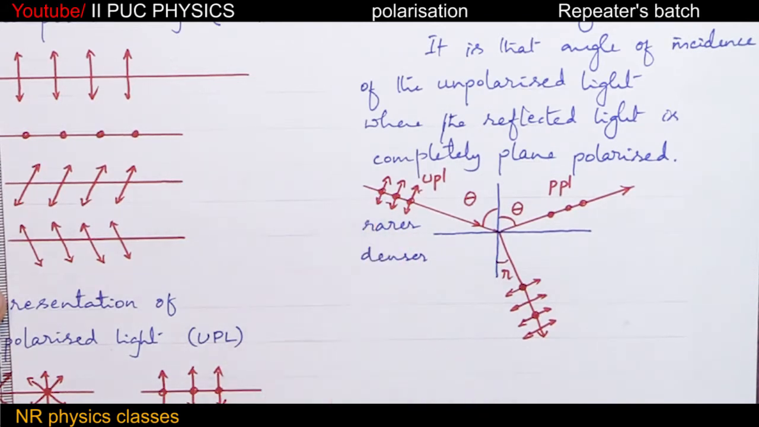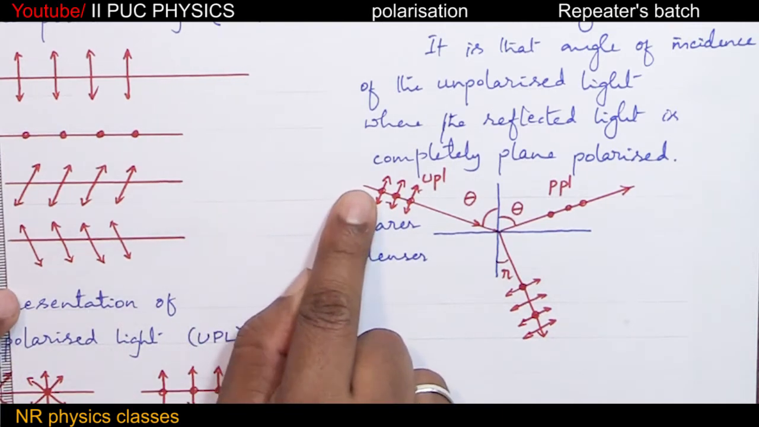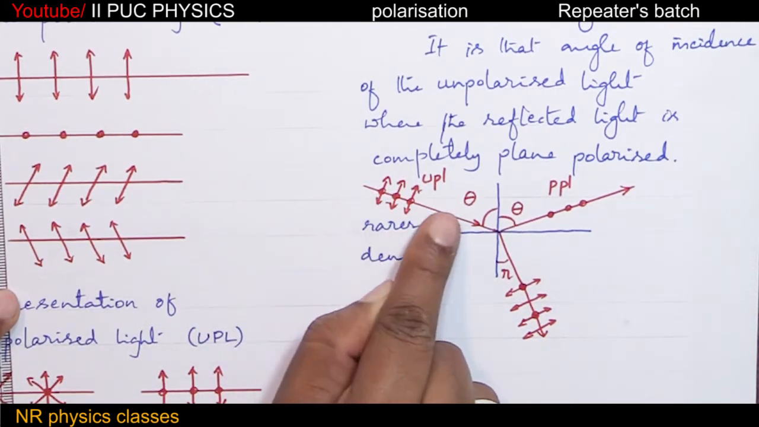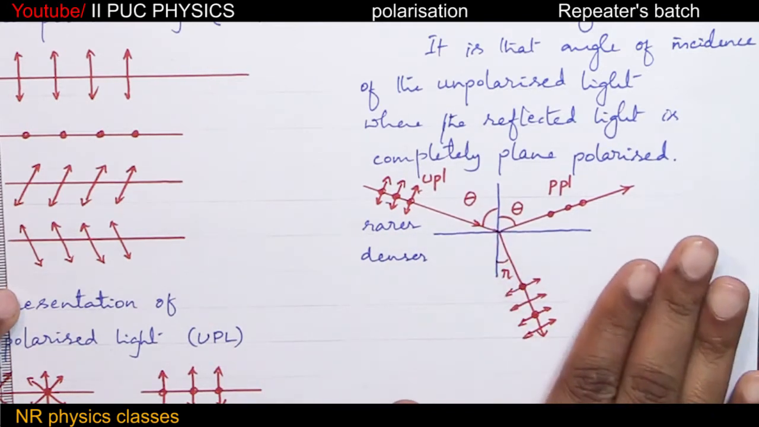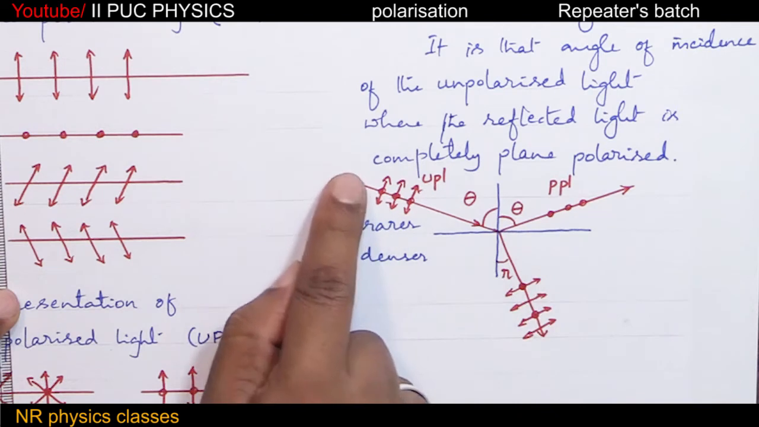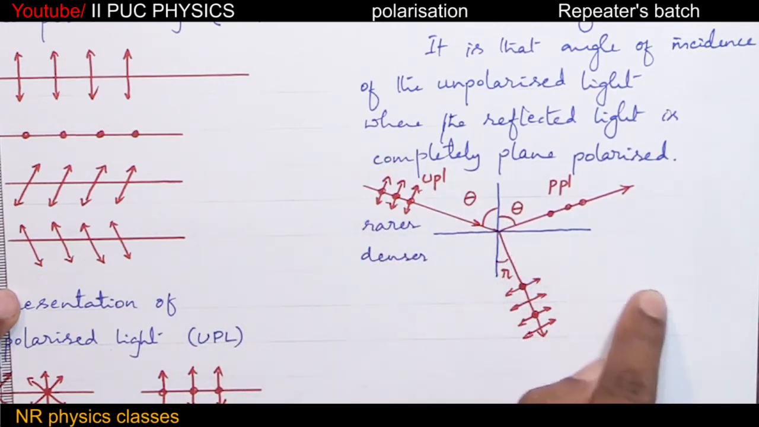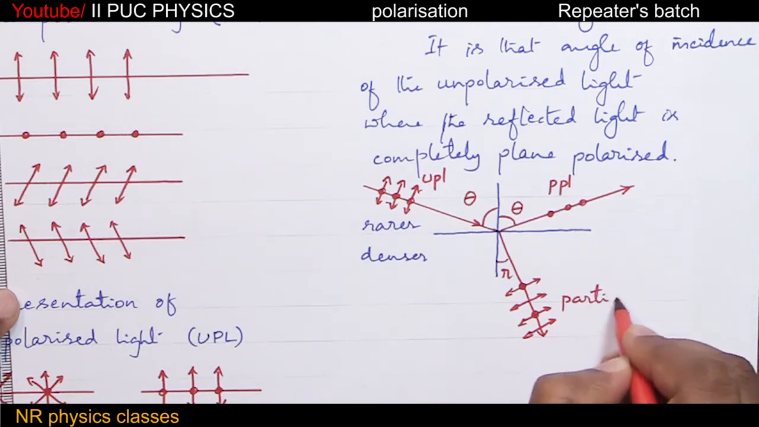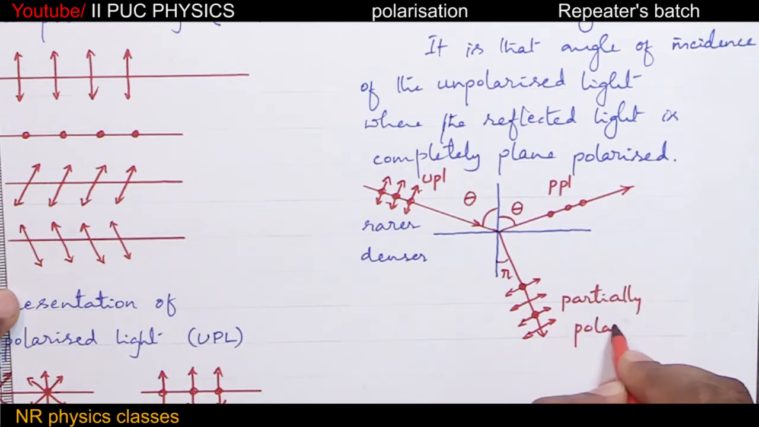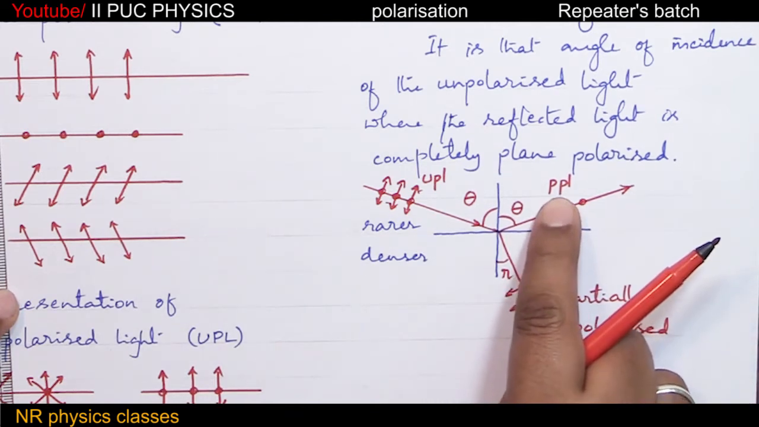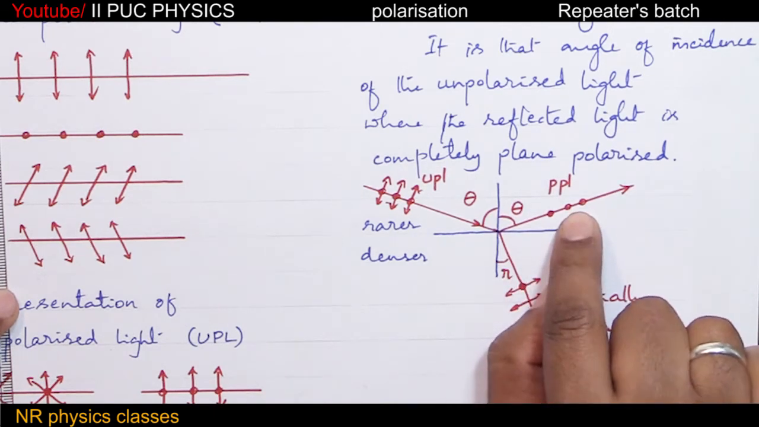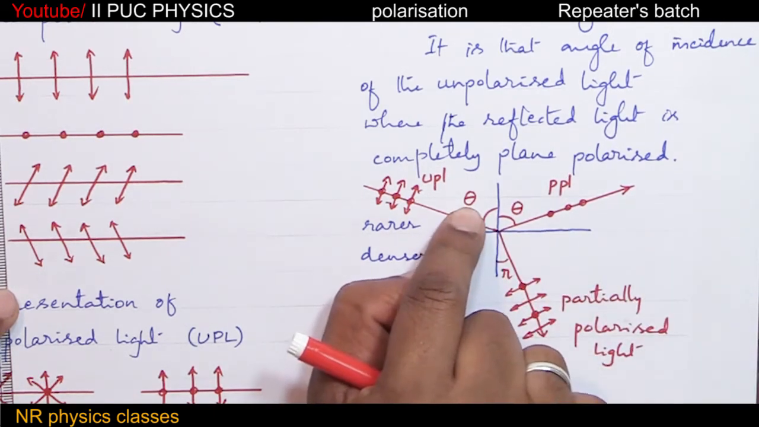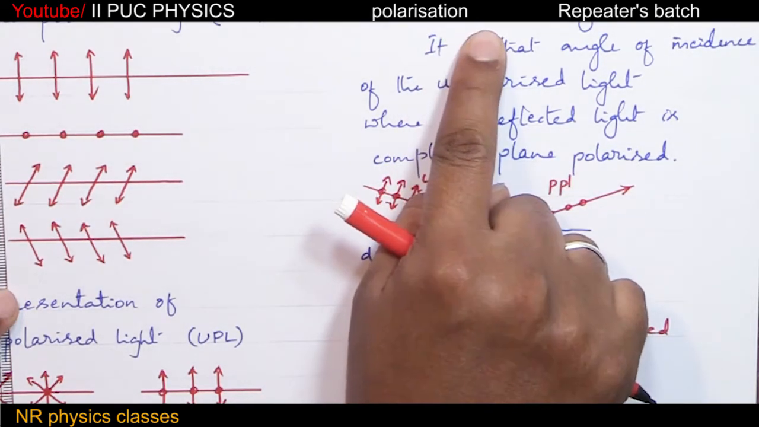Dots means those waves which are perpendicular to the plane. I hope you can see like this. If waves are perpendicular to the plane of the paper, then they are represented by dots. If waves are parallel to the plane, they are represented by these arrows. So refracted is partially polarized light. Reflected is completely plane polarized light. If this is completely plane polarized light, then this angle of incidence is called polarizing angle or Brewster's angle.